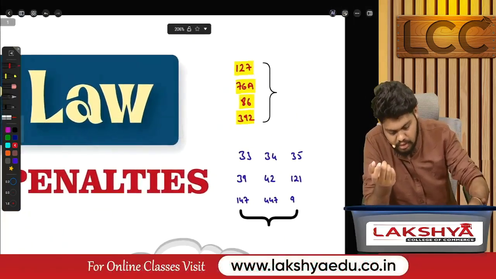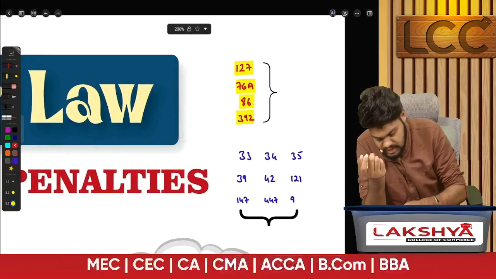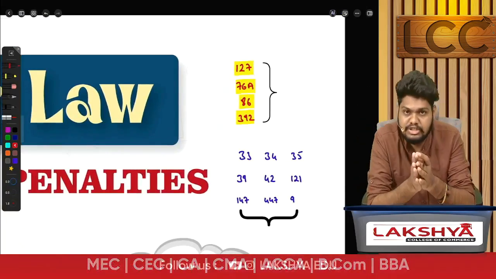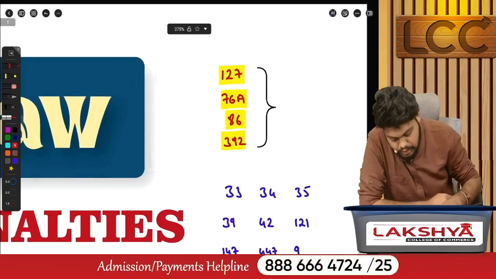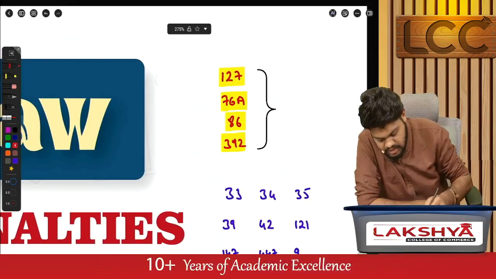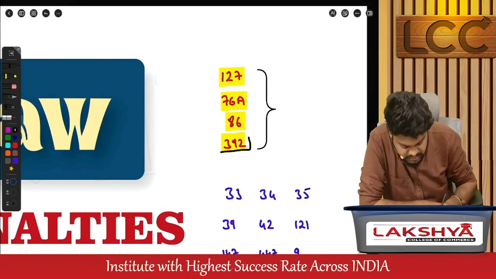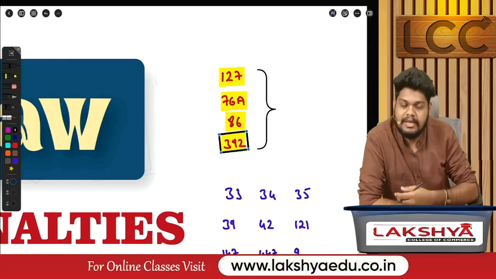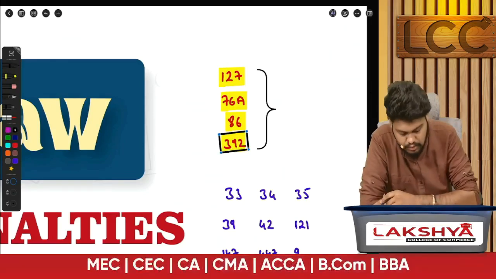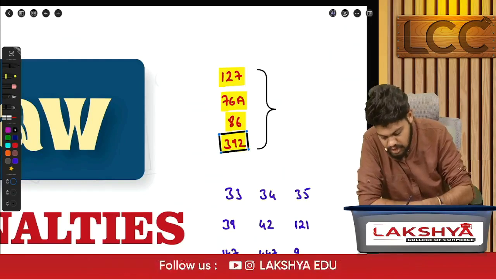Out of which you will be seeing more often than not these four penalty sections: section number 127, section number 76A, section number 86, and 392. Yes, 392 comes from the foreign company chapter, and section 392 was regularly being asked by ICAI at the final level. Expecting this might come from the inter level also, I've drafted that into the most important part.